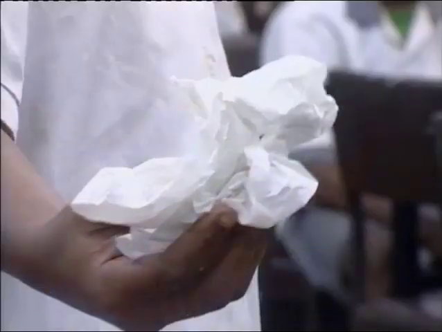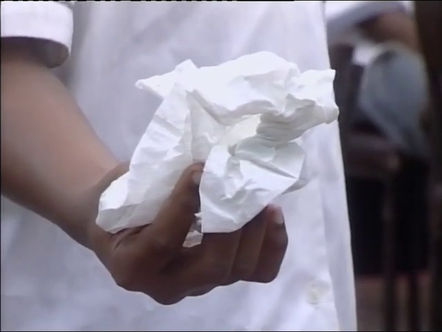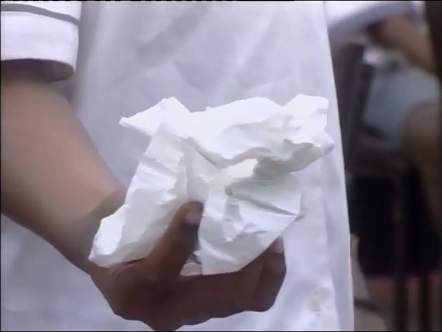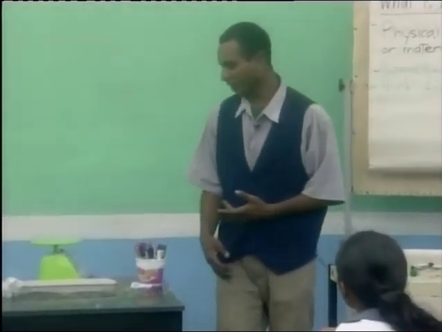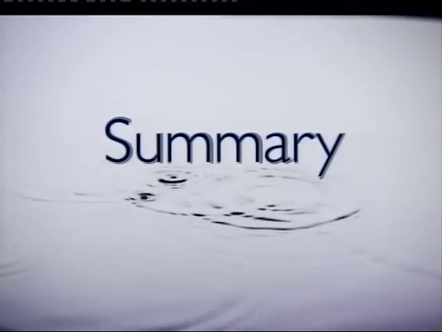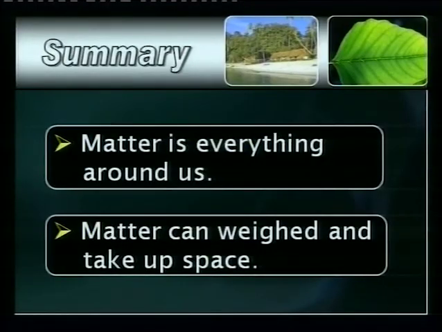Why is it dry? Laka? The air took up the space in the bottle, that's why the tissue wasn't wet. Thank you, Laka, for the answer. You may sit down, thank you. Right, the air took up the space, as Laka said, air took up the space in the glass jar, that is why the tissue is still dry. And that it can be weighed and take up space.